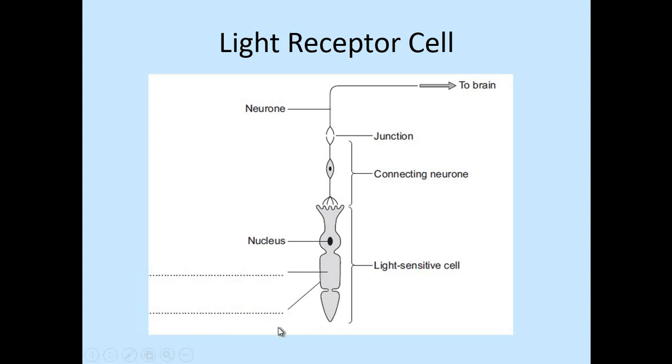And I just wanted to highlight this as a point, because we need to recognise that neurons, aka nerves, are cells. They have a nucleus, they have cytoplasm, and they have a cell membrane. In this particular example, we're looking at a light-sensitive cell, connecting to our neurons here. So just be mindful of that.